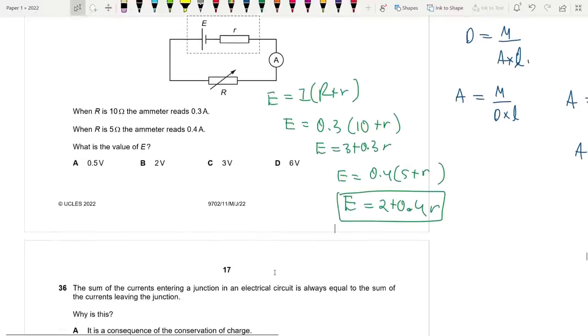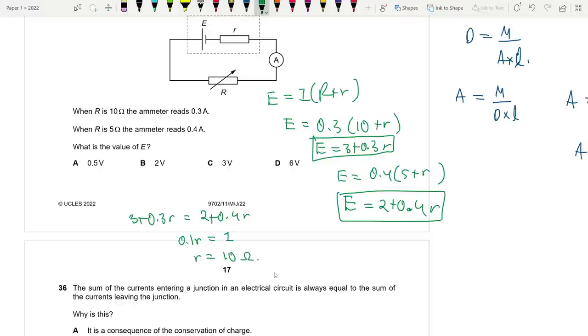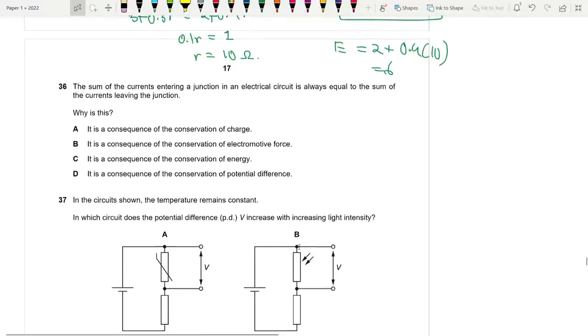Now we want to find out E. So let's equate this first. 3 plus 0.3r is equal to 2 plus 0.4r, or 0.1r is equal to 1. r is basically 10 ohms. So E is equal to 2 plus 0.4 times 10. So that's 4 plus 2, which is 6. We're going to go with 6. 35 is 6. D.